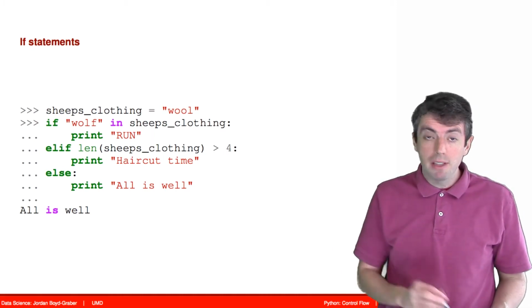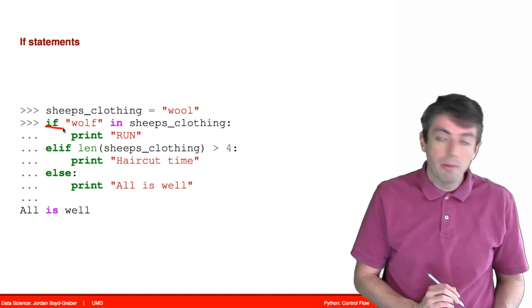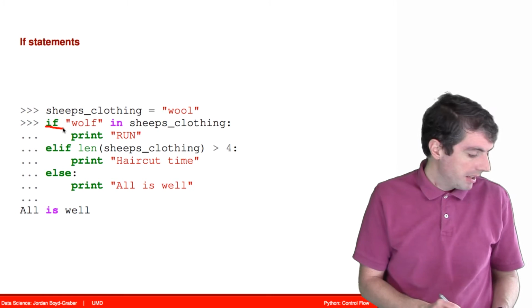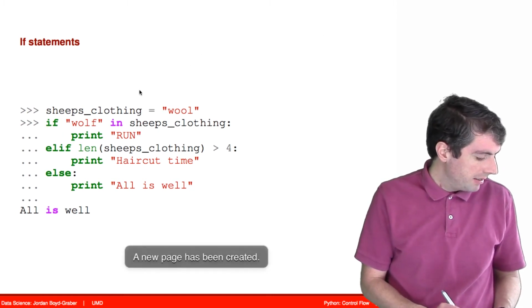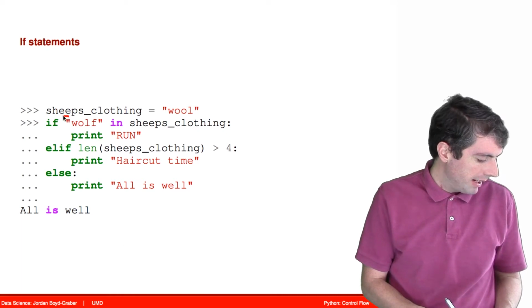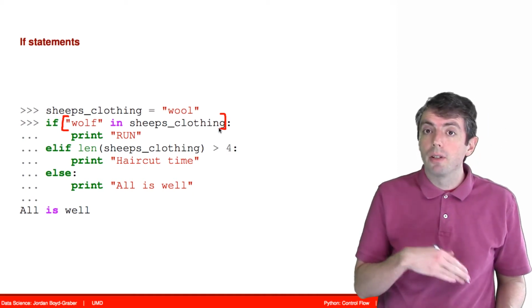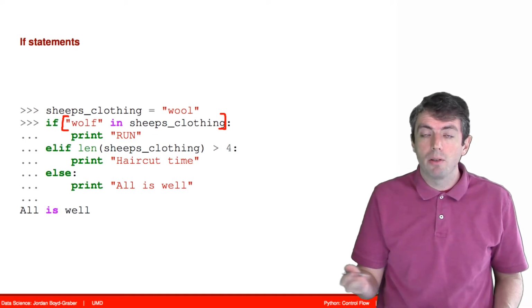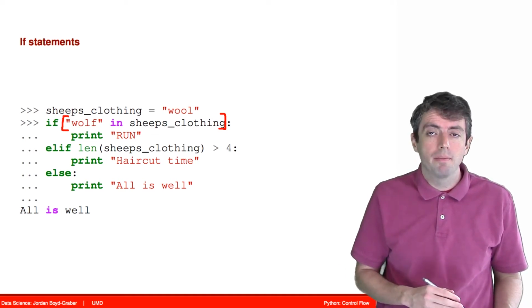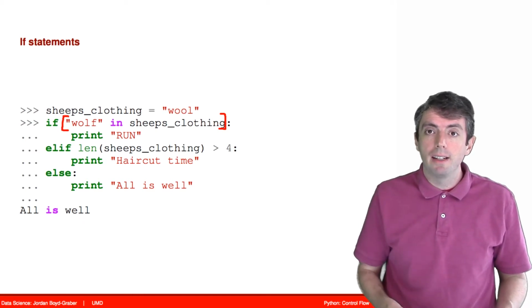And so if statements begin with the keyword if, followed by a space. And then you have to have a statement that evaluates to a Boolean value. And so this could be something like asking whether a string is in another string. This could be asking whether two integers are equal to each other. All of those evaluate to a Boolean expression, and all of those can be used to create an if statement.